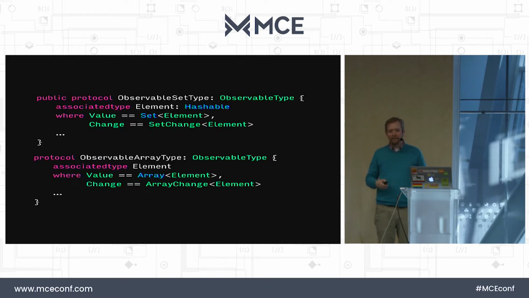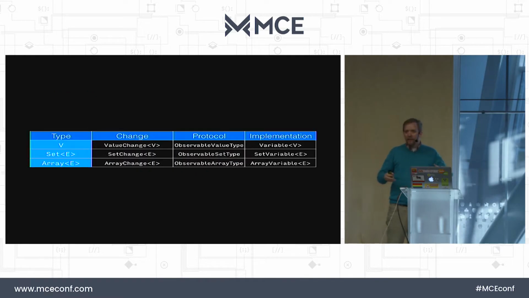We can go on and define protocols for an observable set, an observable array, and so on and so on. We could create concrete implementations like we did for variable. We could create a set variable, an array variable, etc. So in this table, we have 3 different flavors of observable values: simple scalars, observable sets, observable arrays. All right, these all have a current value that corresponds to this underlying type, but they also provide really fine-grained incremental changes whenever they get updated.